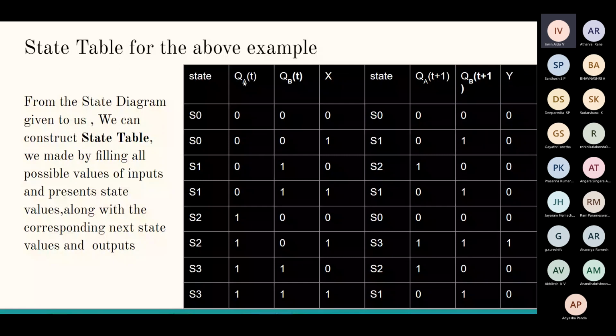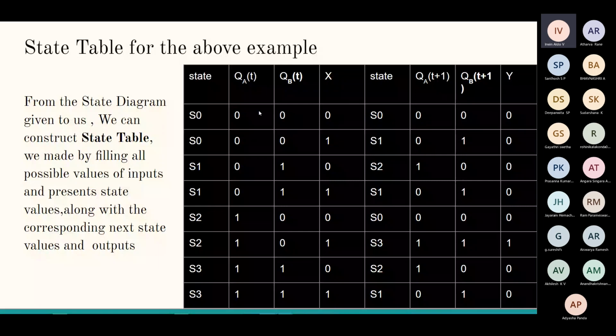Similarly, I'm going to write the present state values QA of t, QB of t, and x, and write all possible combinations from 000 to 001 to 010 to 011 to 100 to 101, and so on up to 111. Now I'm going to write the corresponding values of the next state and output y.